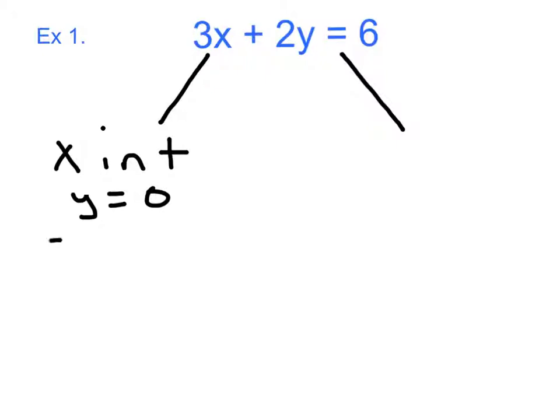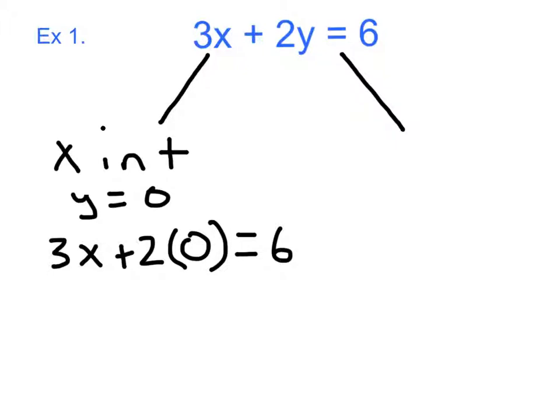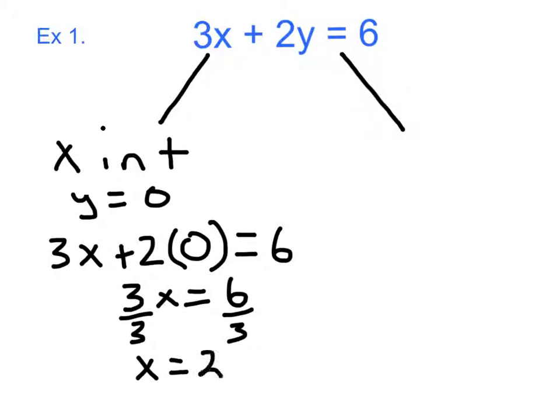So that means I'm going to rewrite my equation, so 3x plus 2, but instead of y, I'm going to put 0, because that's what y equals. So 3x plus 2 times 0. Well, 2 times 0 is 0, so we're going to see that 3x equals 6. And then we divide both sides by 3, and we see that x equals 2. So that means our ordered pair would be 2, comma, 0. An x value of 2, which we just found, and a y value of 0.